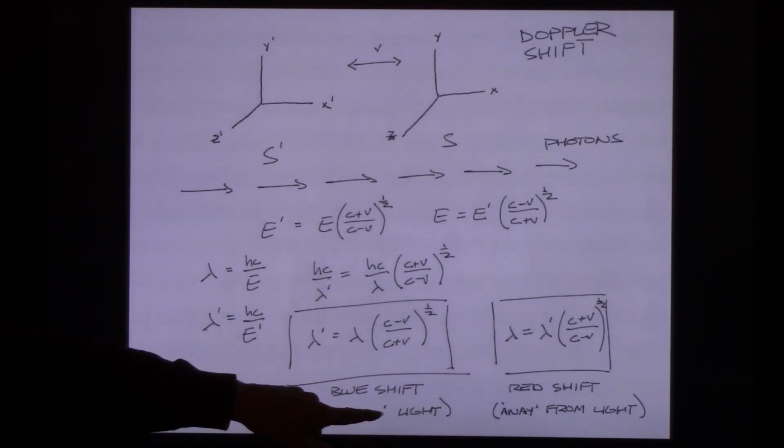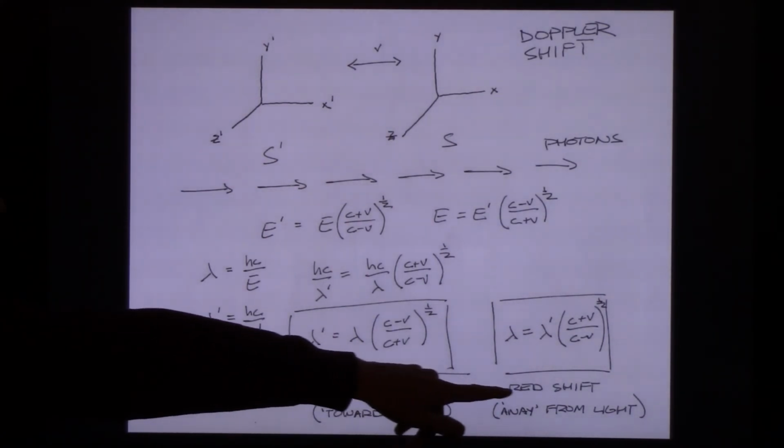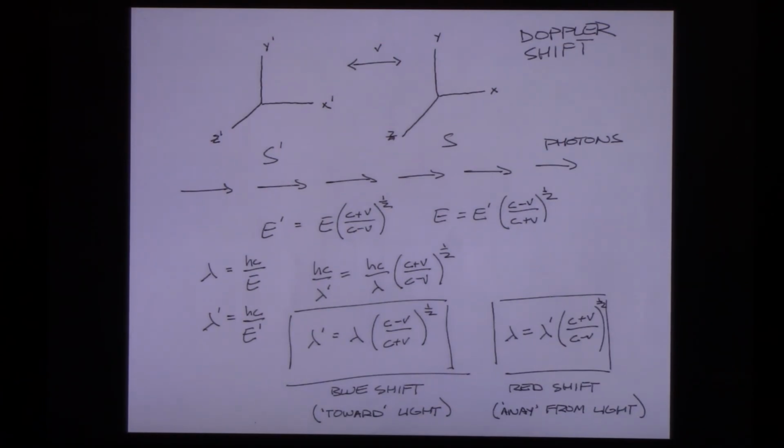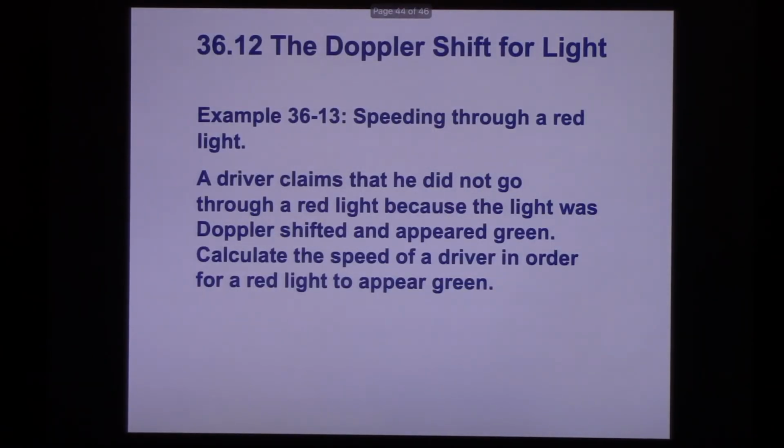If I've got motion towards the light, the wavelength will be blue shifted. And if I'm moving away from the light, it will be red shifted. And we can use the blue shift and the red shift measurements to determine velocities. So we can find out how fast. We can look at a star or a galaxy, and we can look at how red shifted or blue shifted the light is and determine speed.